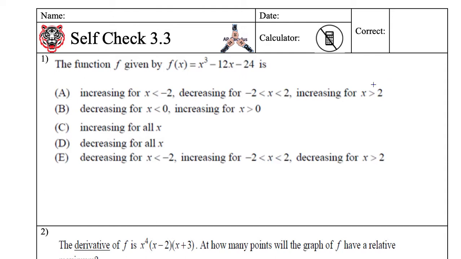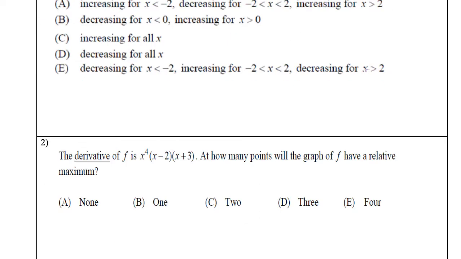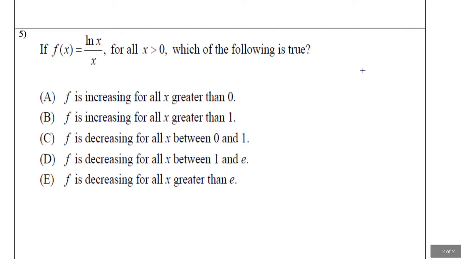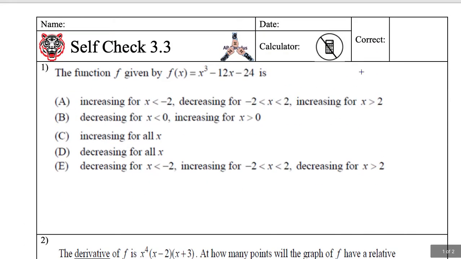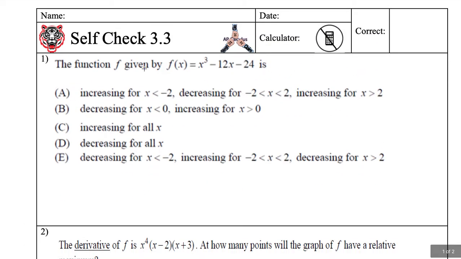All right, so this is AP Calculus Self-Check 3.3. There are a total of 5 questions on 3.3, which means you gave yourself 10 minutes, and here are the answers. Number 1 is A. Let's talk about why. By the way, today's date is Wednesday, October 16th, 2019.